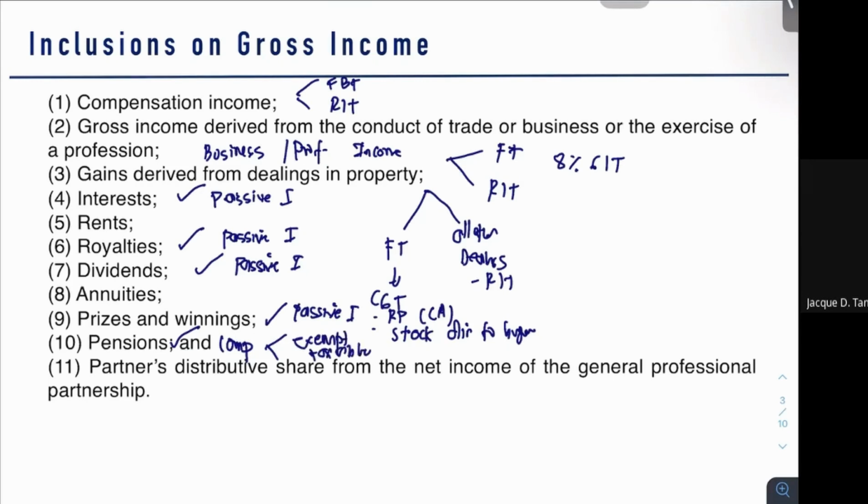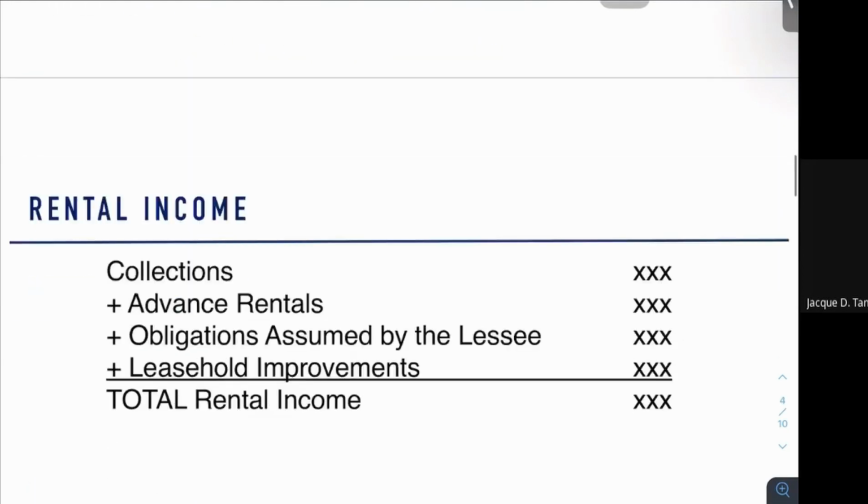Therefore, there are only three other items of gross income which we did not yet discuss. What are those three items? The first one is your rent, the second one is your annuity, and next is your partner's distributive share. As we go through our discussion this afternoon, we will learn the taxation of your rent, your annuity, and your partner's distributive share. They are your other items of gross income. So let's look into your rent.